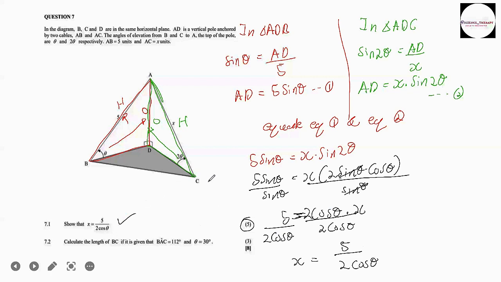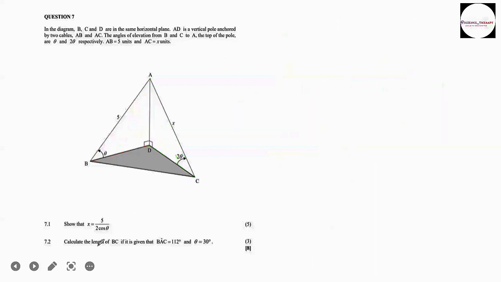Okay, then let's go to 7.2, which says calculate the length of BC if it is given that angle BAC is 112 degrees, and theta is 30 degrees. So we are given that theta is 30 degrees. Now, what are we supposed to use? We are supposed to use the cosine rule, because this is an angle in between, and these are the sides, and we are looking for the length of BC.